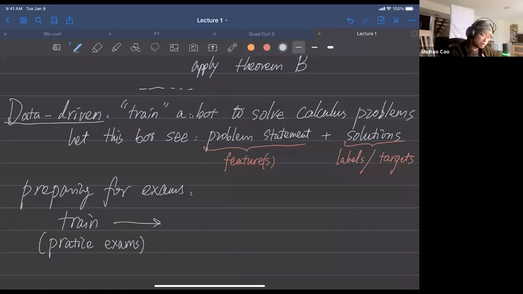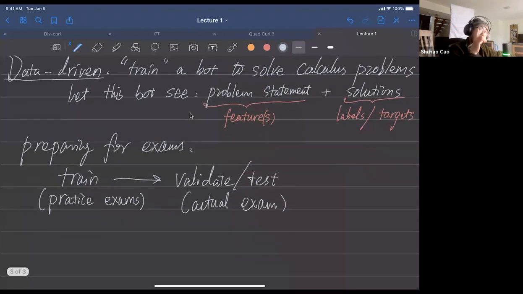The next step is normally called validate or test. Now we have done enough practice exams, so we put ourselves in a trial where we test our knowledge against something that we have not seen before, and it's the actual exam. Here is the key of why machine learning works: we assume the actual exam is similar to the practice exam.